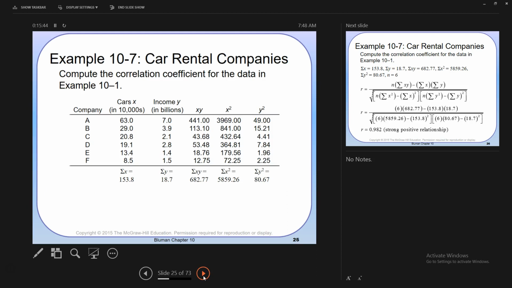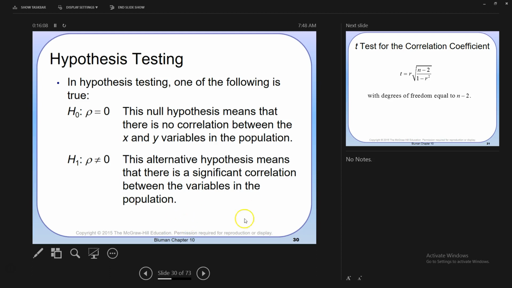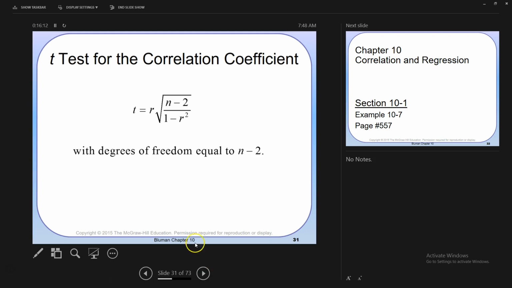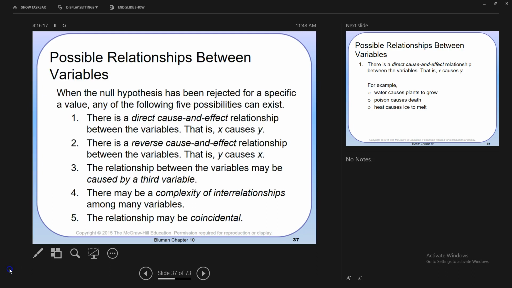And then they go into examples of how to calculate that R by hand. So I'm going to pause here and skip ahead. They also show some hypothesis testing and the t-test for correlation. This again is not something that we're responsible for, so you don't need to worry about that.